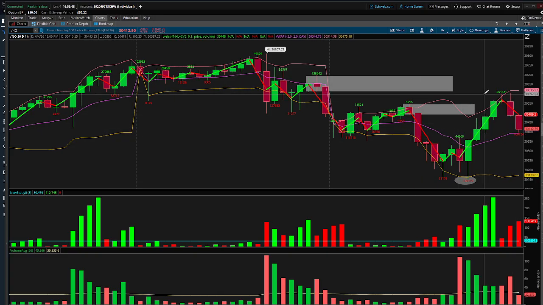So you had a classical trend day today. Now you have a 50% pullback, and there's a zone here. So let's see if it reacts here and then moves back up.